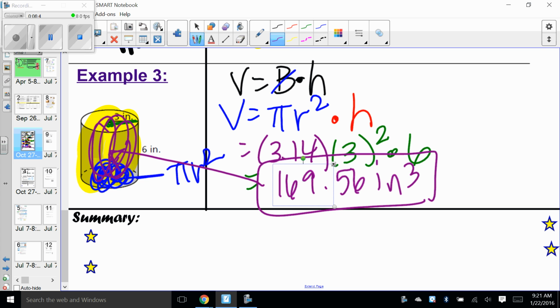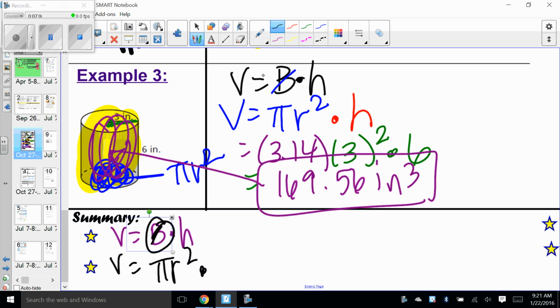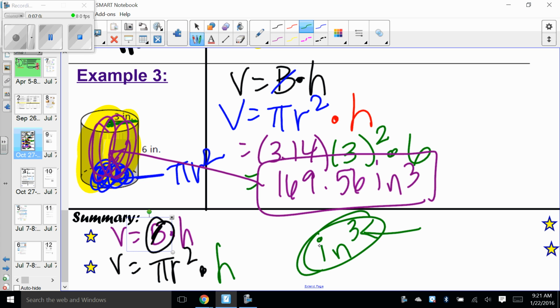All right, guys, so it's a pretty fast lesson today. What we talked about is volume. To find the volume, we would say volume is equal to capital B times H. That's true for any cylinder. We're going to cross off that base and do volume is equal to pi r squared, because that's the area of the bottom, and then we still multiply it by the height. Remember that your answers are always in cubic inches for volume, because we're talking capacity or how much it holds.